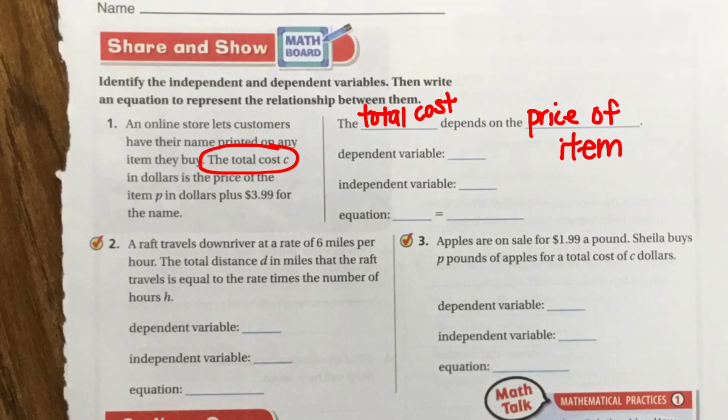All right, so the total cost, or the dependent variable, is C, and the price of the item is P. And then I have a constant, which is what? So I'm going to say the price of the item.